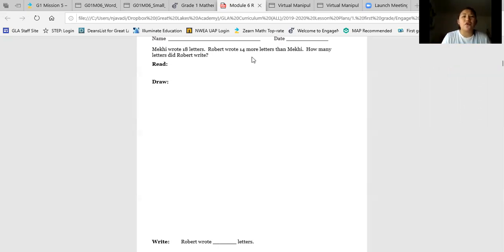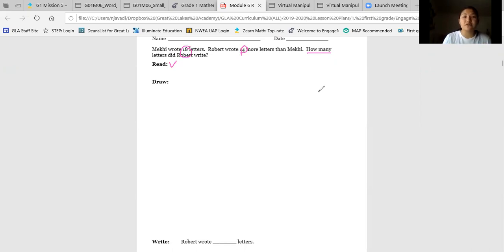We are looking for how many letters that Robert wrote. So we know that Mackay wrote 18 and Robert wrote 14 more. Oops, let me mark up my problem. So what type of number sentence would we use? That's right. We should use an addition number sentence. Shout it out now. We should use an addition number sentence. That's right. We're going to use an addition number sentence to find how many letters Robert wrote.